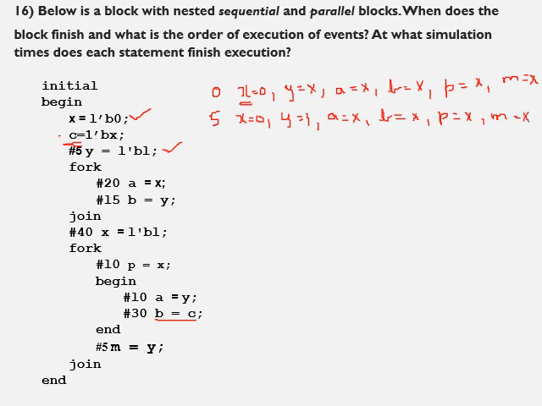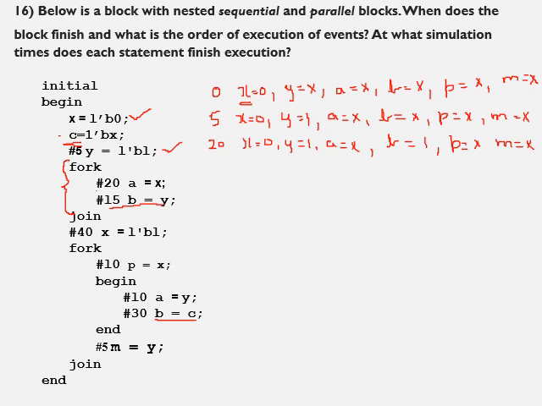Next we have a parallel block, that is between this fork and join. Now our simulation time is 5. We know that a parallel block will be executed in parallel. So the first statement that will be executed is this one. 5 plus hash 15, so 5 plus 15, at 20, b equal to y will be executed. So x is 0, y is 1, a is unknown, and b equal to y, so b will become equal to 1 now. p is unknown and m is unknown.